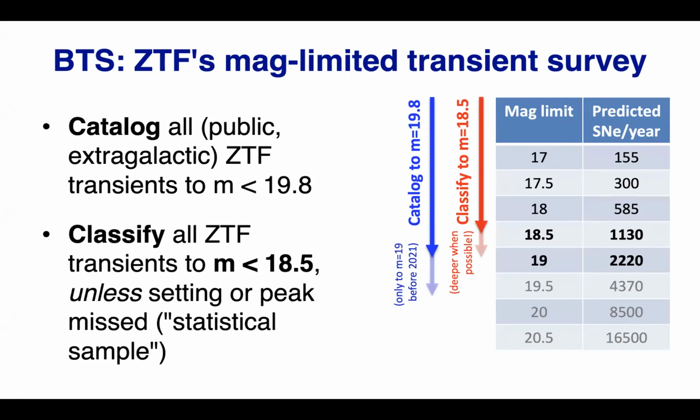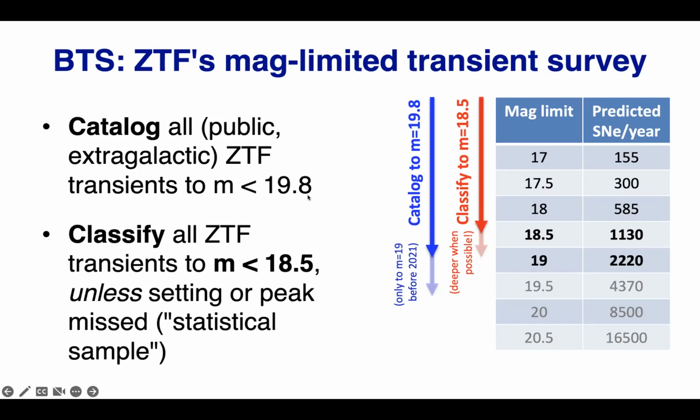I'll explain that in a little more detail in a moment, but I'll just say for now that what we're doing is we're trying to catalog all the extragalactic transients that are being streamed as public alerts down to this point, 19.8 magnitude. We started at only 19th magnitude, but we pushed it all the way to 19.8 starting a couple of years ago.